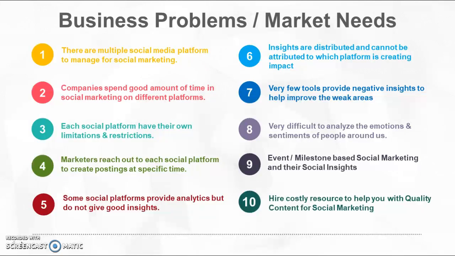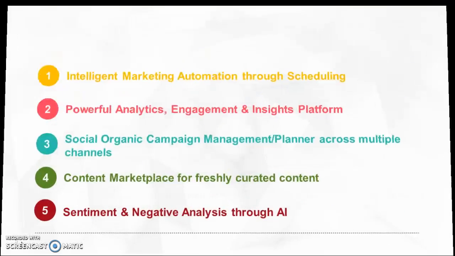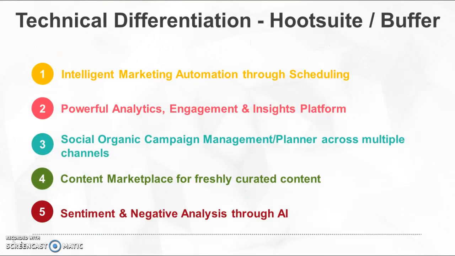So looking at this, we analyzed quite a number of platforms available in the market, and we tried to compare with market leaders like Hootsuite and Buffer, who are very popular among small and medium businesses. The differentiation that we had was that we provided intelligent marketing automation through scheduling on different days and different times across different channels.